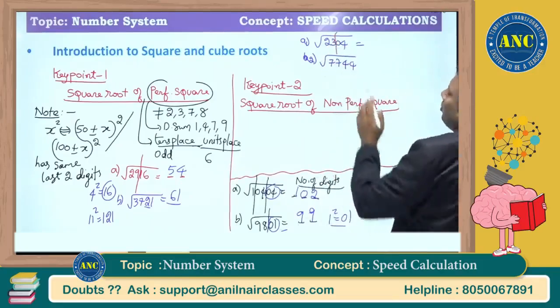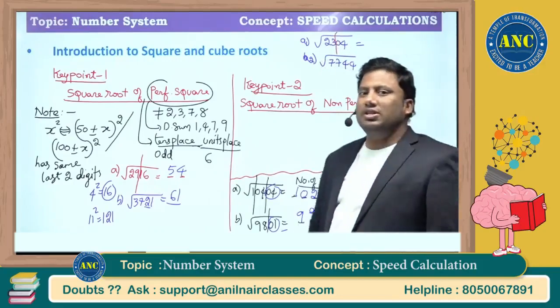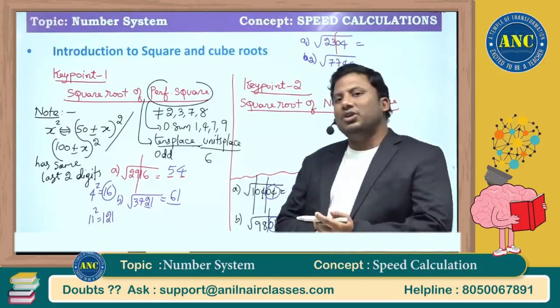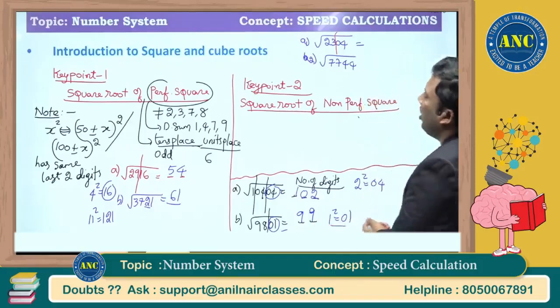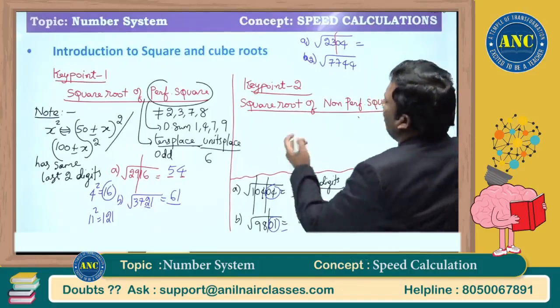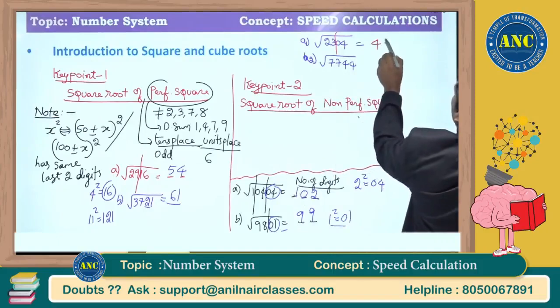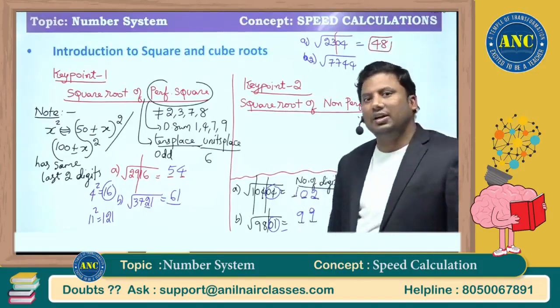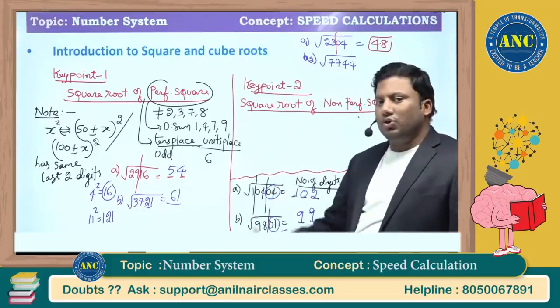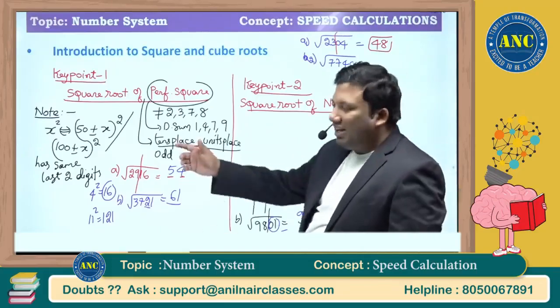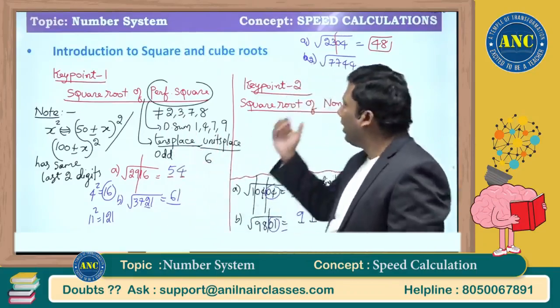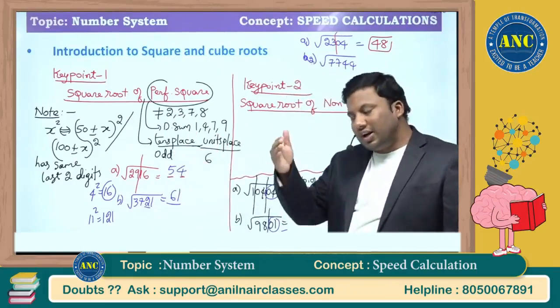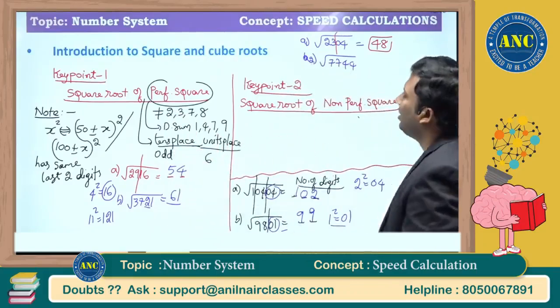Square root of 2304. What are the last two digits? It is 04. Which number on square gives 04? 2 square is 04. 50 minus 2, 48 square. The answer is 48. Idea clear? 50 plus 2 will become 52 square. 50 square is 2500 and the given number 2304 is less than 2500.